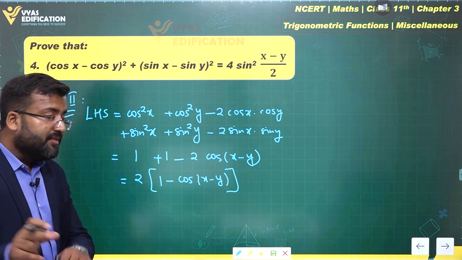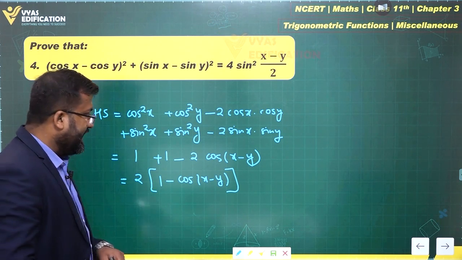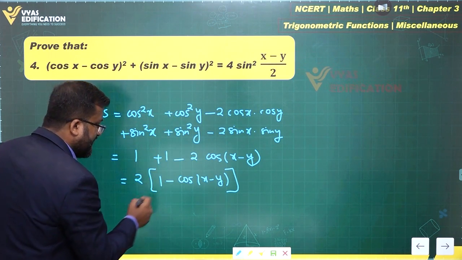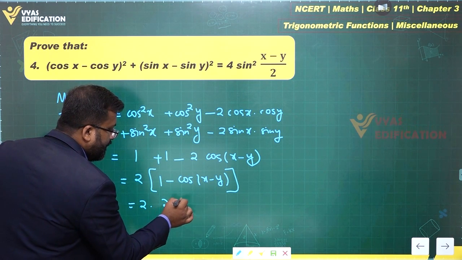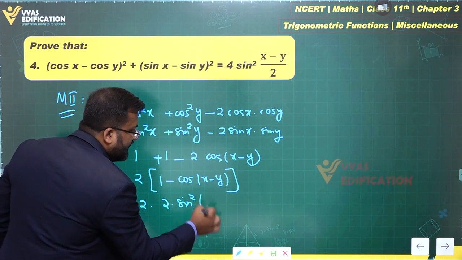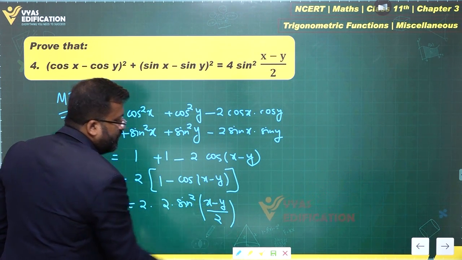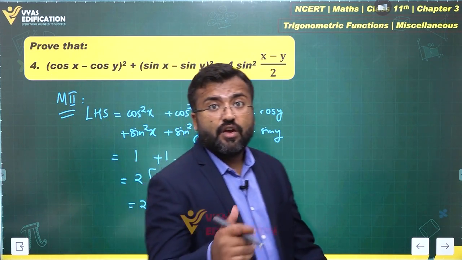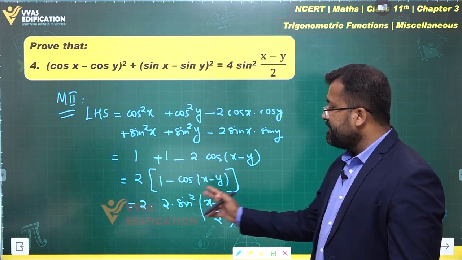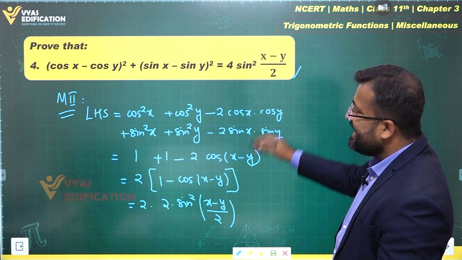And I can transform this using the half angle formula, right? I can transform 1 minus cos 2 theta in terms of sin square theta. This is 2 times 2 sin square of half this angle, which is x minus y by 2, yes. And observe this, what is this? 2 times 2 is 4, 4 times sin square of x minus y by 2, which is the RHS.